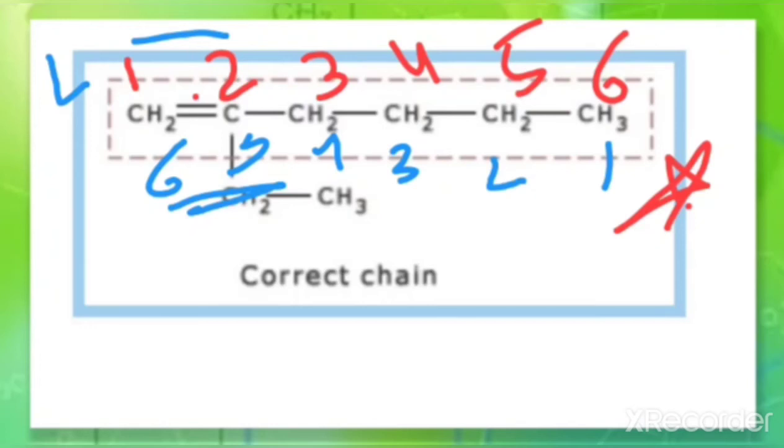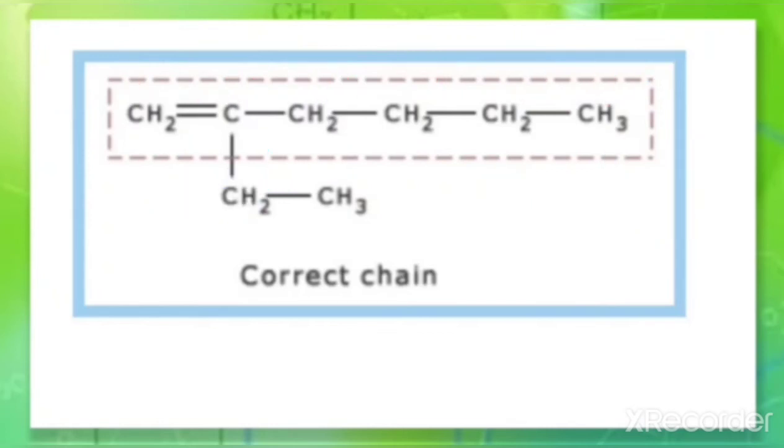So which one is the right way? The one which I have written in red, that is from the left. That is the correct way to number. While numbering we have to give preference to the double bond, which means it should get the minimum number. So here there is no confusion. This is the first carbon, this one is second, this one is third, 4, 5, 6.